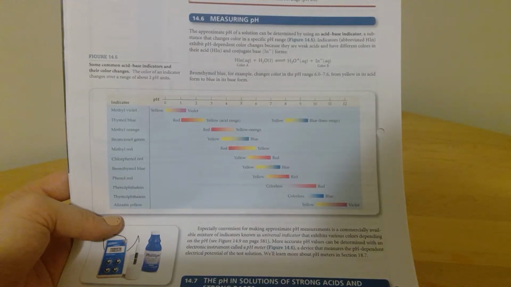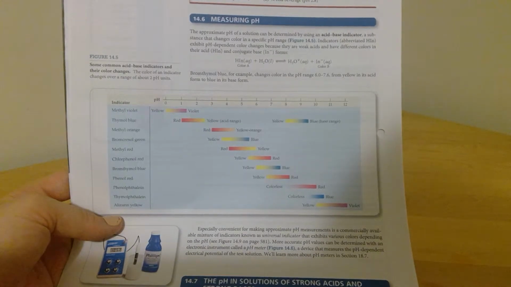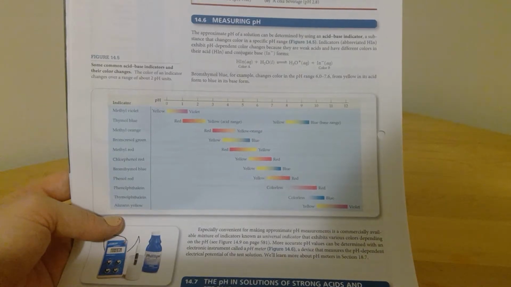Bromthymol blue, for example, changes color in the pH range from 6 to 7.6, from yellow in its acid form to blue in its base form.